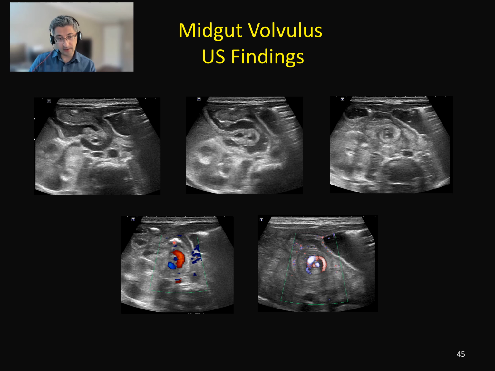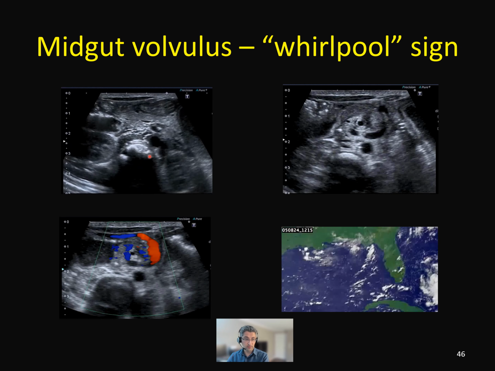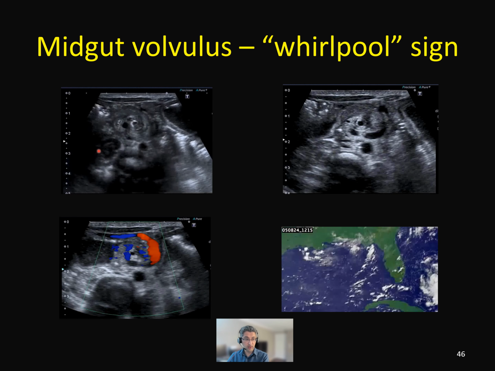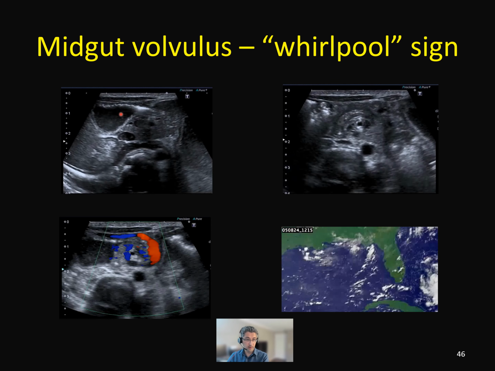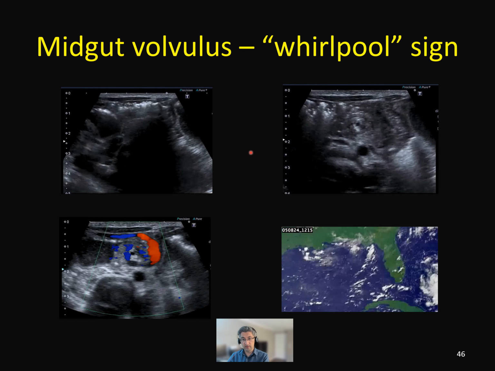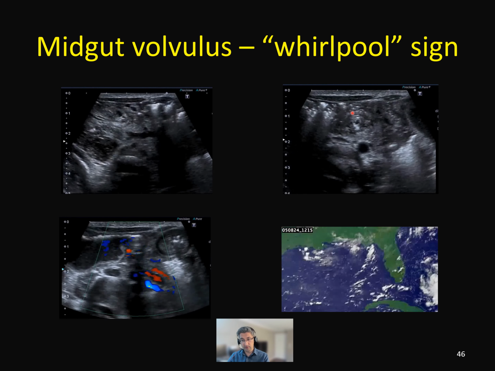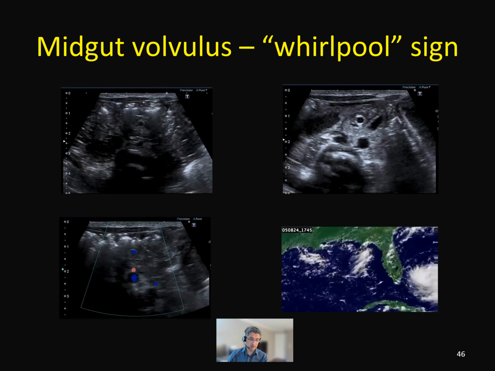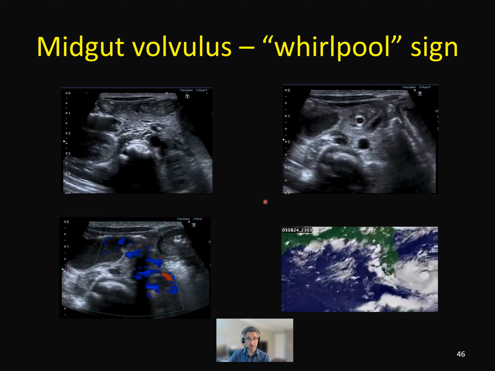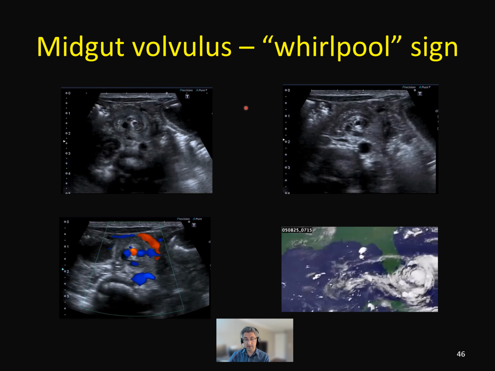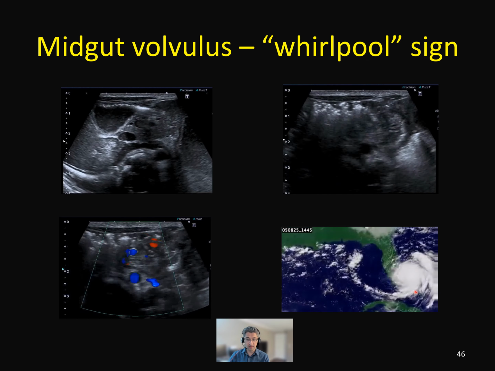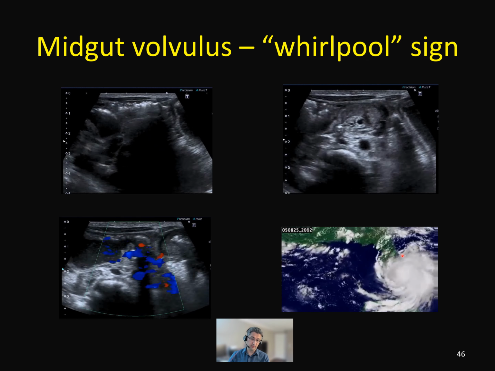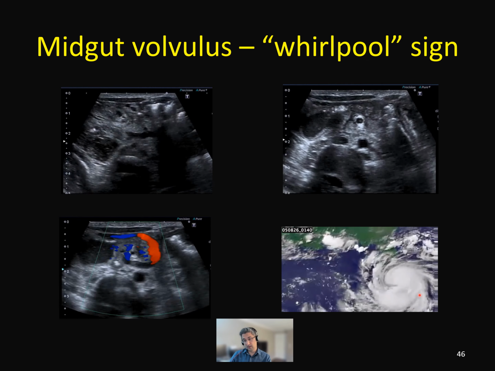This twisted appearance is pathognomonic. You don't have to do an upper GI study to confirm this finding. If you do dynamic imaging, if you swipe your probe from up to down, you can see this twisted appearance. Color Doppler usually doesn't add much, but it's called the whirlpool sign, and it looks like a hurricane actually. This hurricane is on the other side. The volvulus is in the clockwise position.